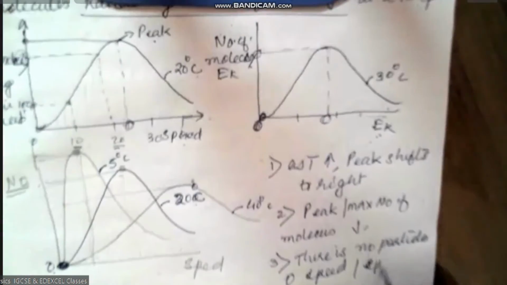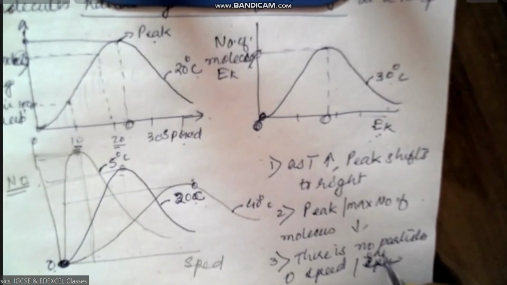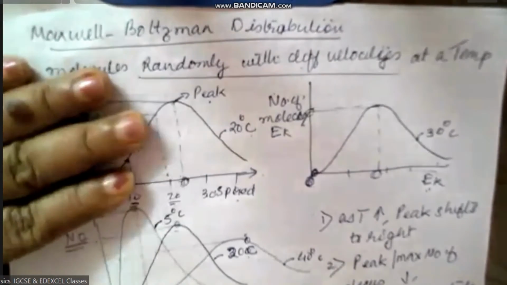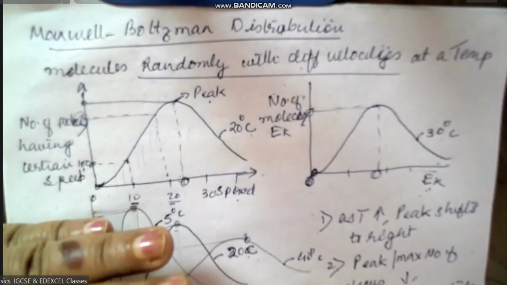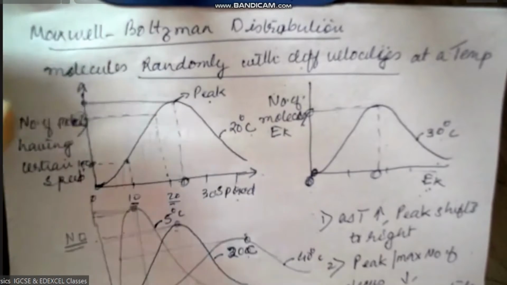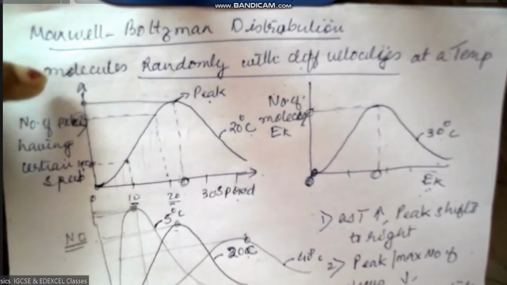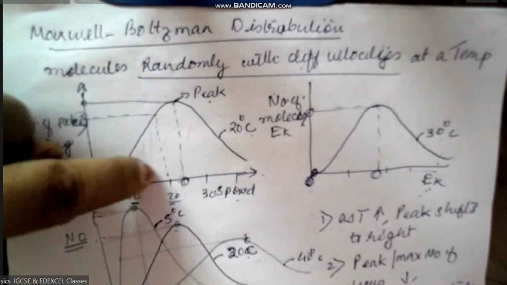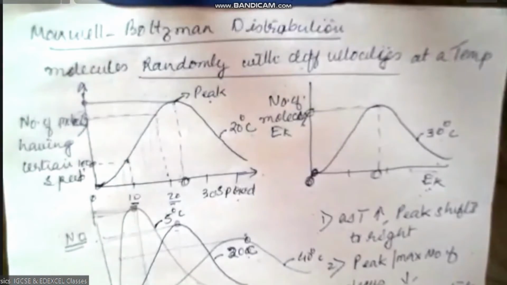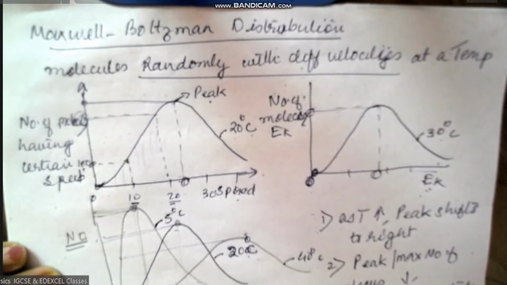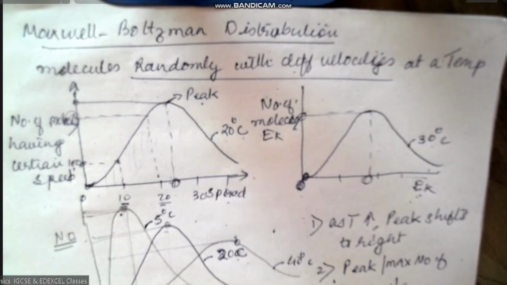Also, you can notice one thing. Look here, all the graphs start here. What does that mean? This number is 0. There are no particles with 0 speed. There are no particles with 0 kinetic energy. That means all particles are always moving. No particles are still. There are no particles with 0 speed or energy.